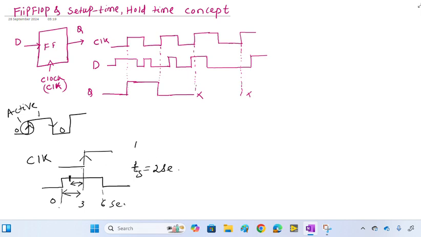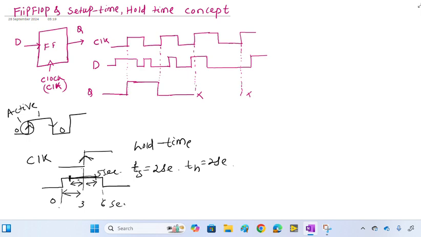Now coming to the hold time. What is the definition? After the rising edge, when the flip-flop is active, it has to hold the data, or the data value should be constant for some time. If you consider th is equal to 2 seconds, the rising edge is at 3 seconds, so for another 2 seconds, up to 5 seconds, the data must be constant. If it is 1, it should be 1. If it is 0, it should be 0.